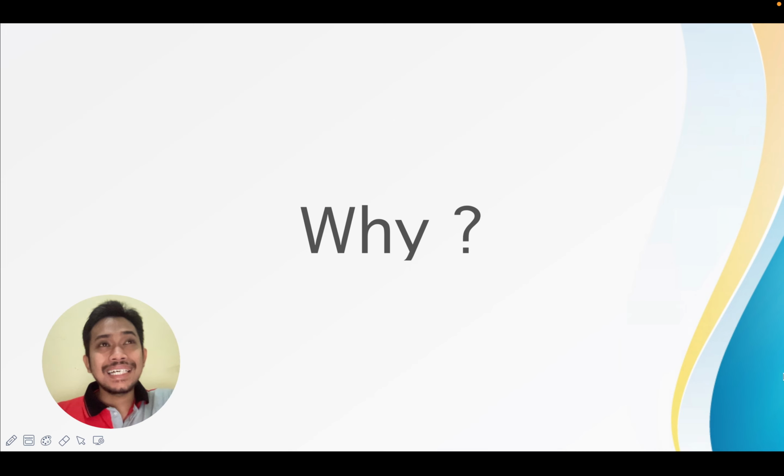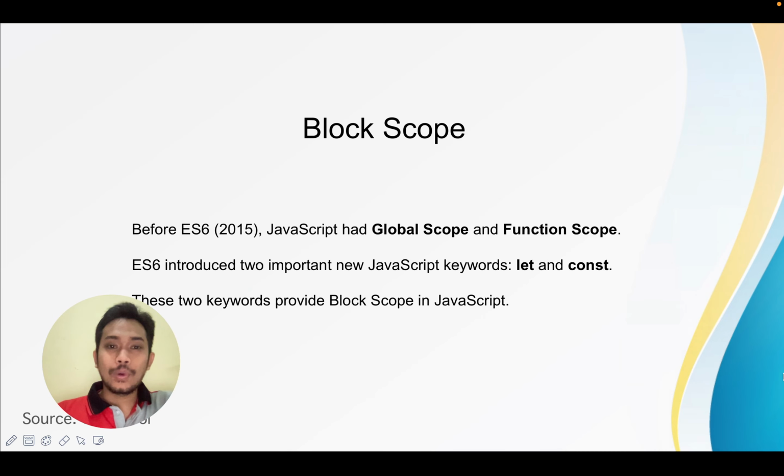And why from var to let and const? It is because of block scope. In old JavaScript, variables had only global scope and function scope. Now JavaScript introduced a new way to define variables, that is let and const. These two keywords provide block scope in JavaScript. And maybe it's a little confusing, so we go direct to code.